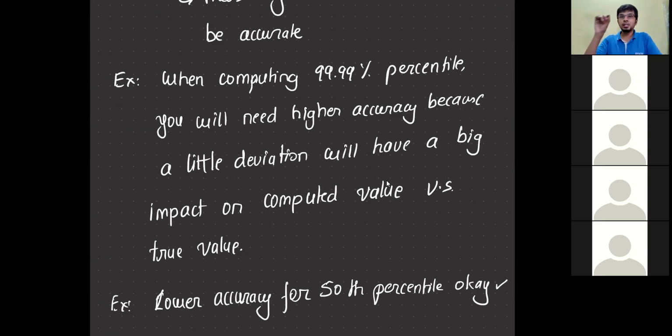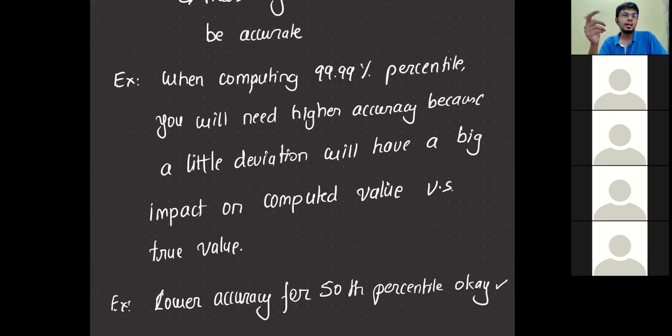Why? Because 99.99 percentile, if you're just talking about, let's say, 10,000 requests in all, means that one request that is the outlier that takes the maximum amount of time. So this cannot be approximate. This has to be more accurate. Why? Because even a point here or there could give a very wrong indication.